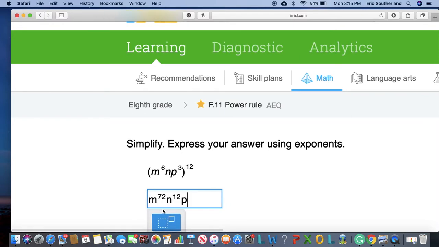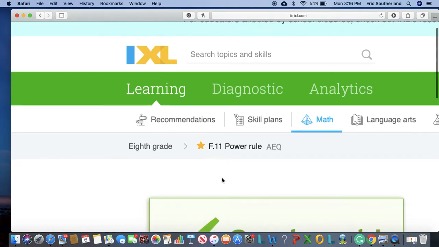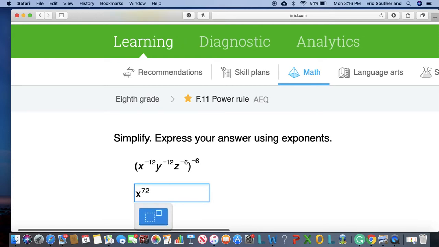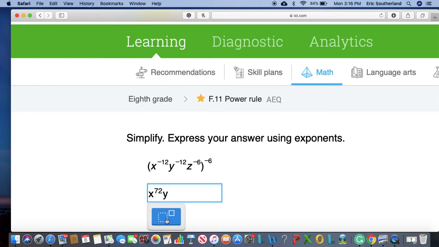P is the base. 3 times 12 is 36. Remember that if there's not an exponent written with a number, we assume that it is at least 1. X is the base. Negative 12 times negative 6 is positive 72. Y is the base. Negative 12 times negative 6 is again positive 72. Z is the base. Negative 6 times negative 6 is positive 36.